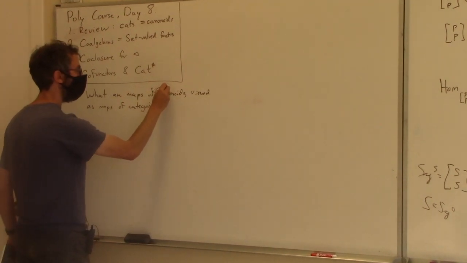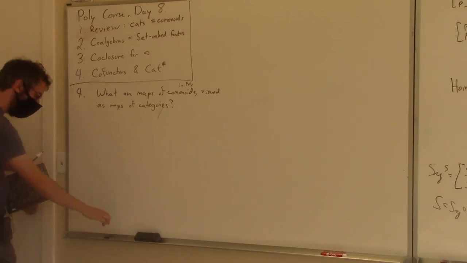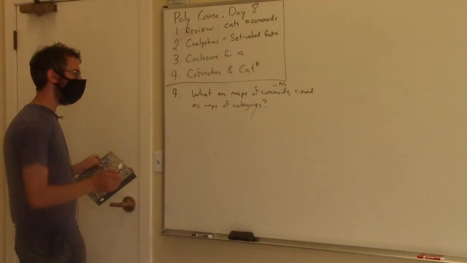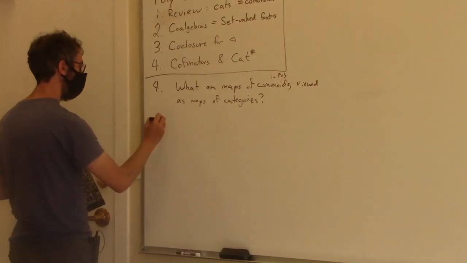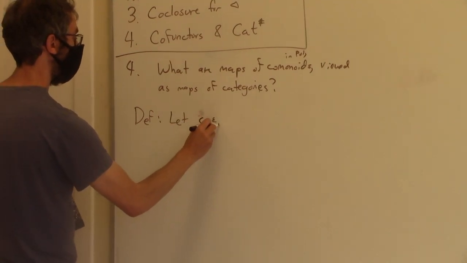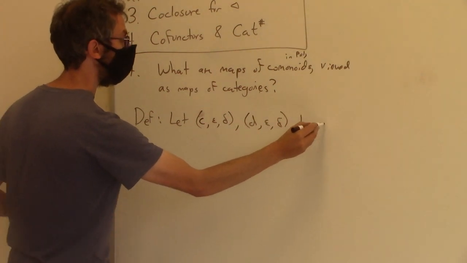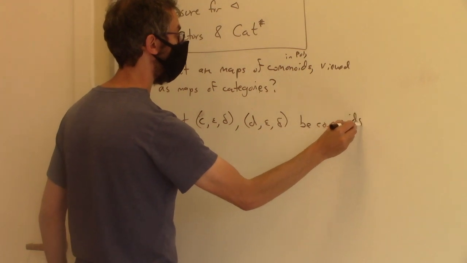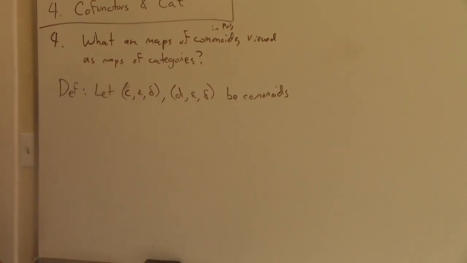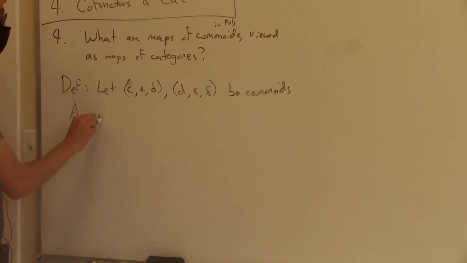a comonoid in Poly is a category, but a map of comonoids may or may not be a functor, and we're going to find out it is not a functor. It's something else. So a map of comonoids, definition: let C and D be comonoids in Poly, or in any monoidal category. I'm using the same notation for C's epsilon and D's epsilon, and C's delta and D's delta. Hopefully that won't be confusing. I don't think it will be.